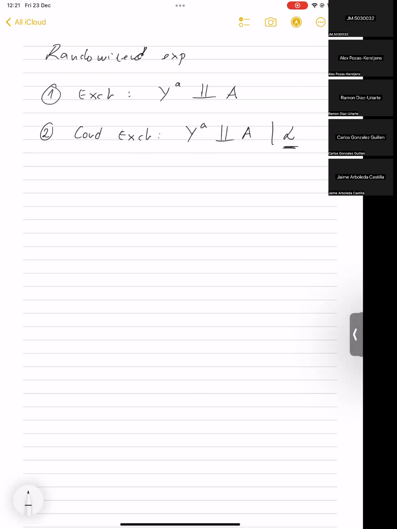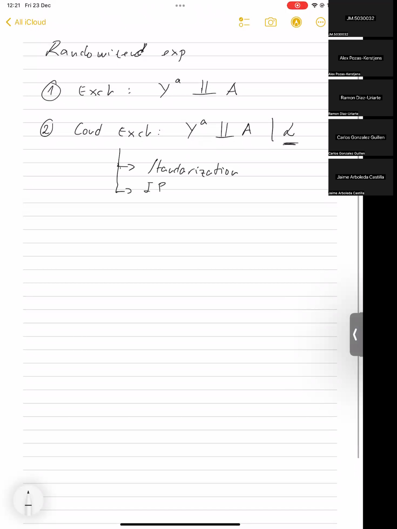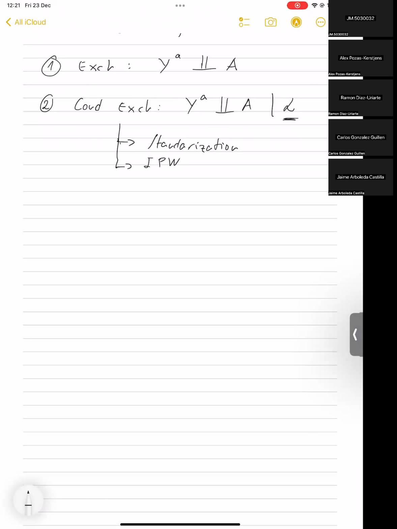Then we saw how to estimate causal effects under both exchangeability and conditional exchangeability. In particular, we studied two methods. One was standardization, and the other one was inverse probability weighting. So if our experimental design is such that exchangeability or conditional exchangeability holds, we can estimate causal effects from the data using standardization or inverse probability weighting. That was a very quick summary of the previous chapter.